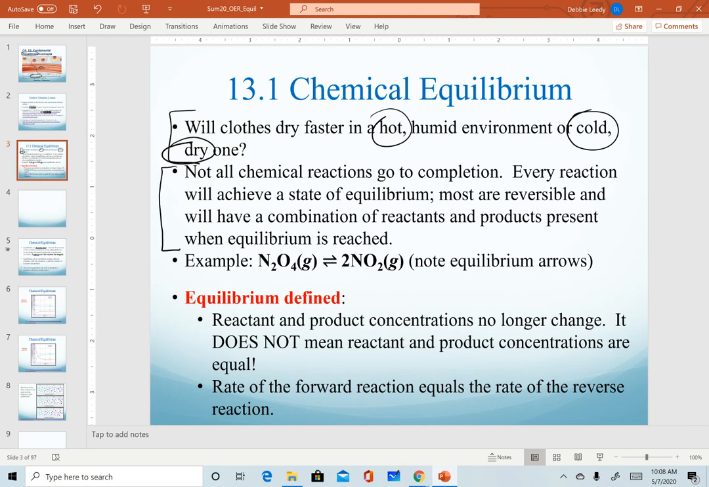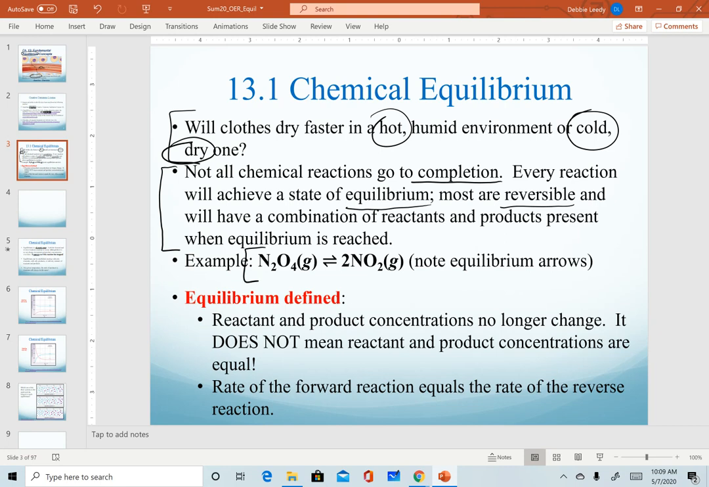When we discuss chemical equilibrium, it's important to realize that not all chemical reactions will go to completion. In first semester chemistry, you likely did an experiment where you had to calculate a percent yield, and it's very rare to get 100% yield. And it's not necessarily because of the lab or what you did, it's because of the reaction itself. Every reaction will achieve a state of equilibrium. And most reactions are reversible, meaning they will react in both directions.